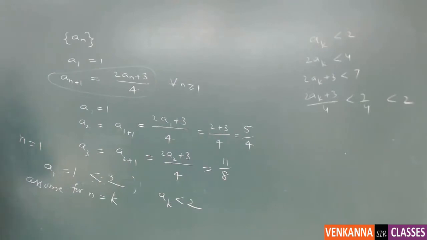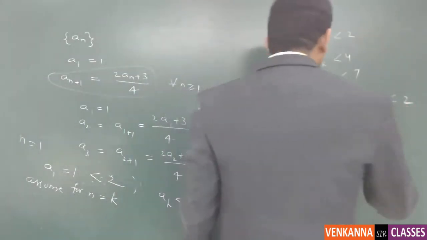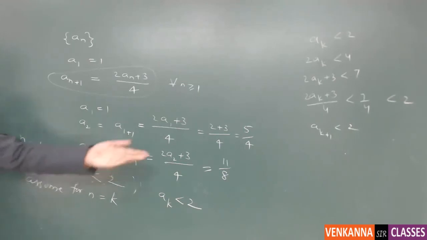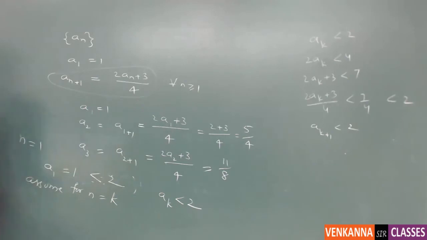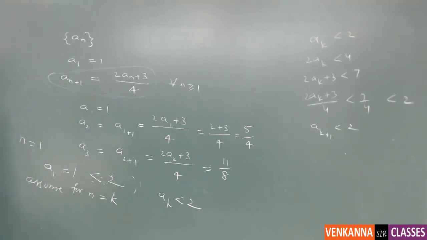Say, is everyone getting the strategy, how I am applying the induction? Any queries you can ask. So that term is nothing but ak plus 1. So I have proved that ak plus 1 is also less than 2. So by mathematical induction, 2 is the upper bound, hence the sequence is bounded. Therefore, by the monotone convergence theorem, it is a convergent sequence. That is the conclusion. Okay?